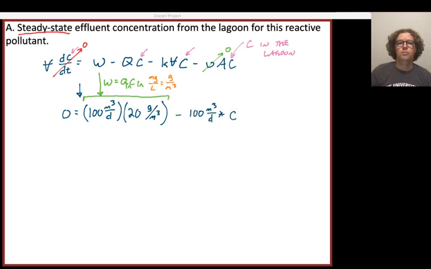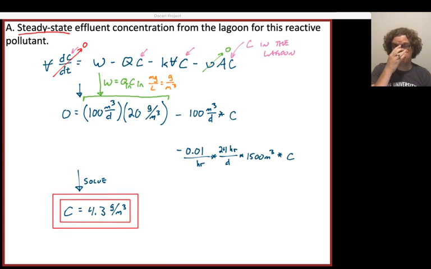All right, reactive term, outflowing term first, 100 cubic meters per day times whatever that concentration is in the lagoon, and then our reactive term, where I've got our reaction rate, and I'm converting it from per hour into per day to make sure that all of my terms are dimensionally consistent, multiplied by the volume, multiplied by the concentration.